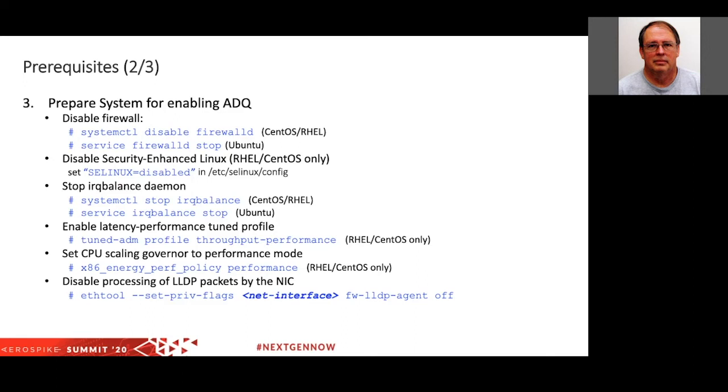Once you've done that, there is some housekeeping. These are the things that if you don't do first, you will do later on. This is like putting together the Christmas toys without reading the instructions. So these are the things you really want to do. Disable the firewall. If you're on Red Hat or CentOS, make sure SELinux is disabled. You definitely want to make sure the irqbalance daemon isn't running, because that'll fight with ADQ.